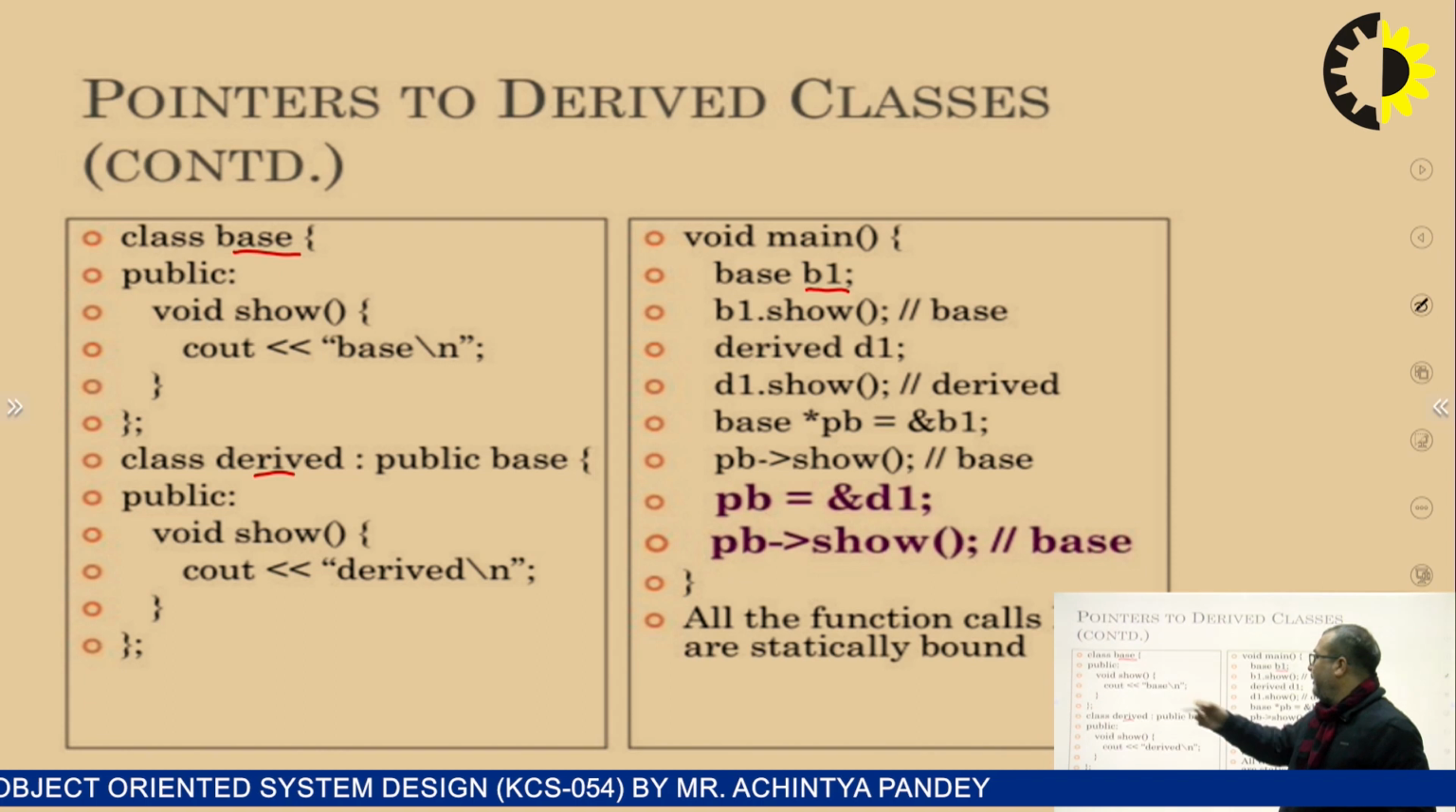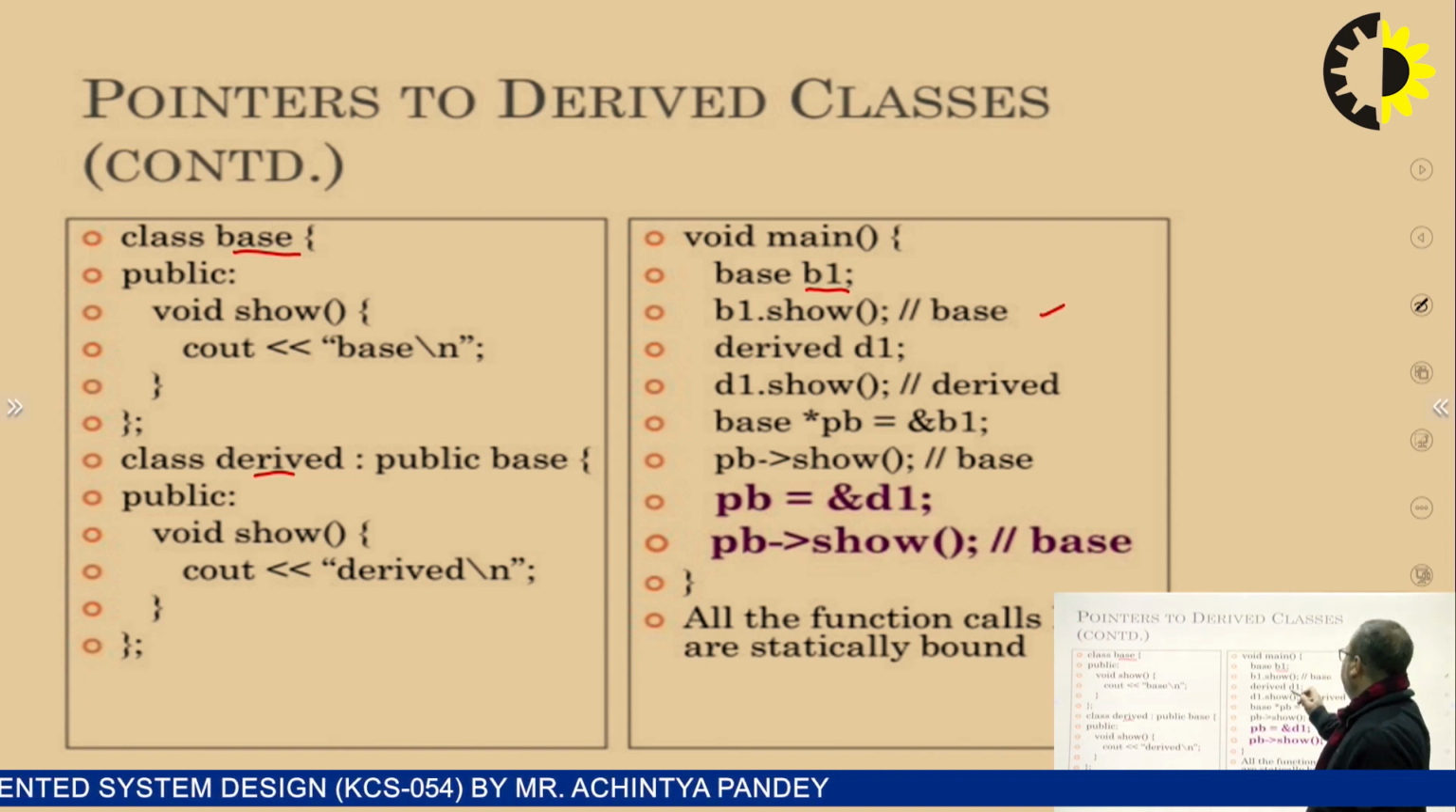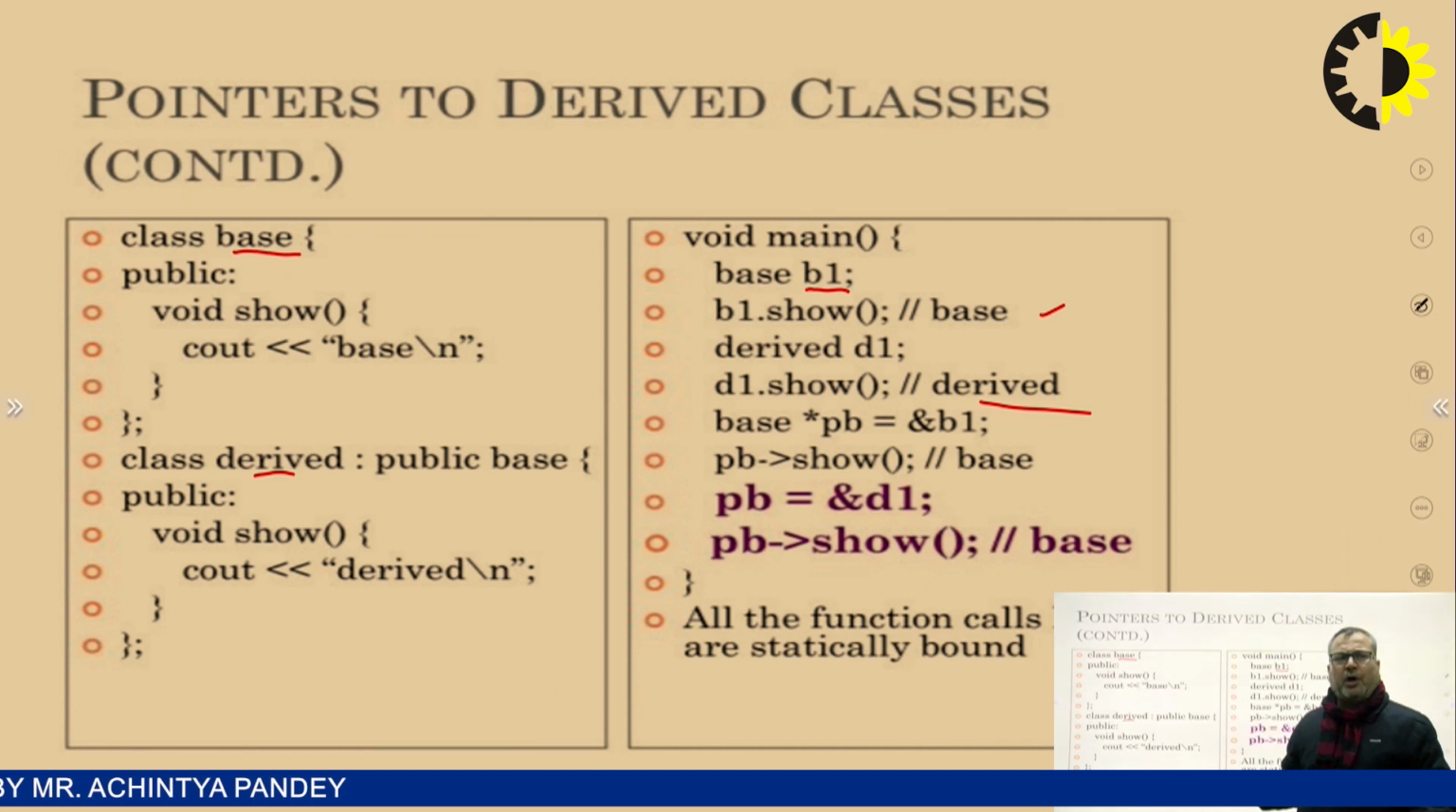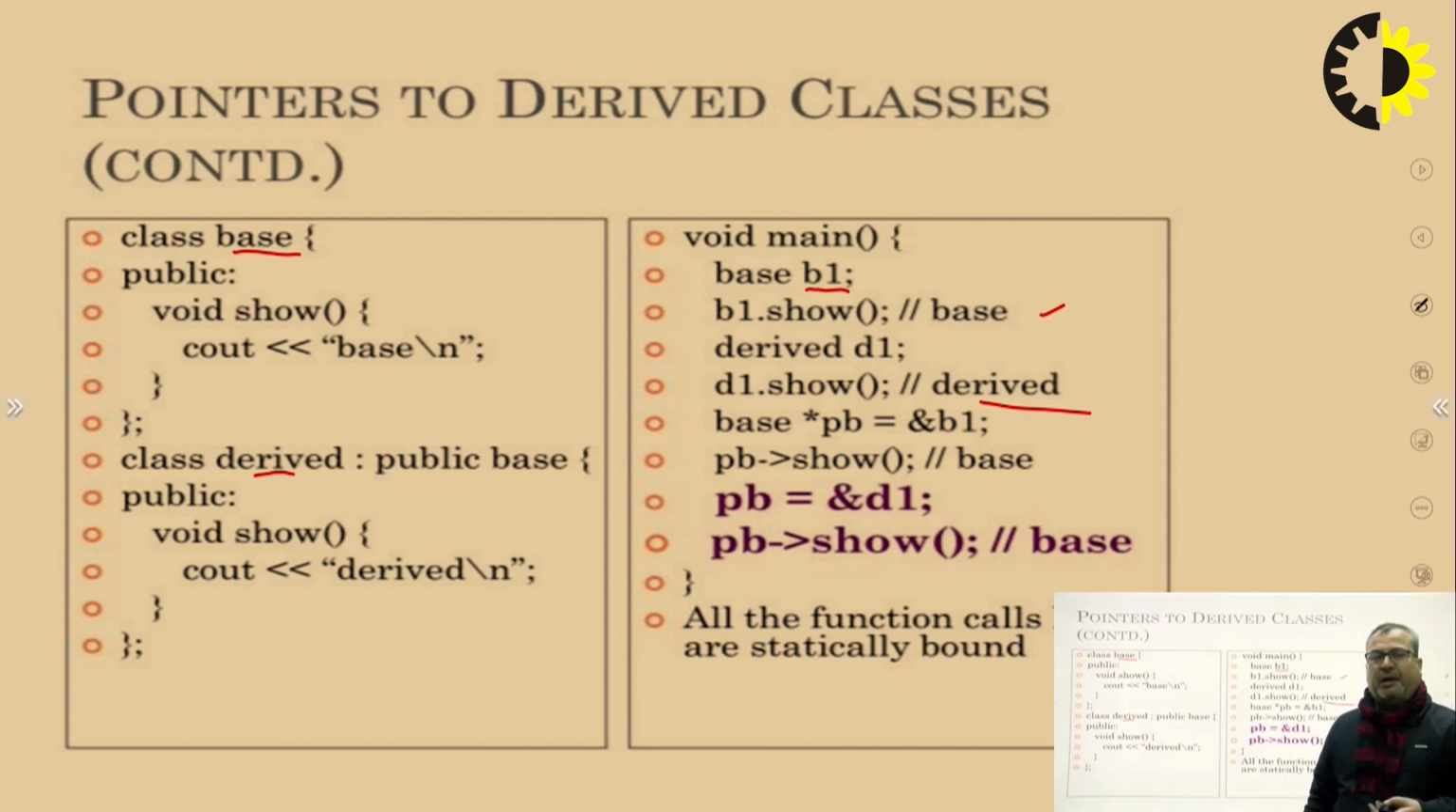Now we have created a base class object b1, and b1.show will of course print "base". Then we have used a derived object d1.show. What will it invoke? The derived function, by using the dot operator. As we already discussed in my last video, any public member function or data can be accessed by an object of that class by simply using the dot operator. So d1 is an object of the derived class, and d1.show means this function will be invoked.